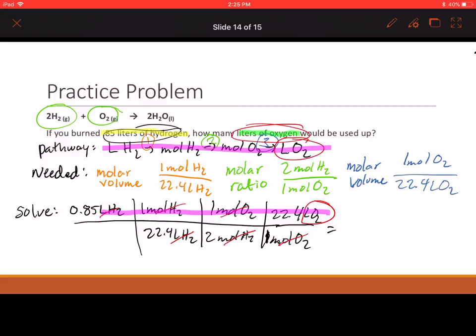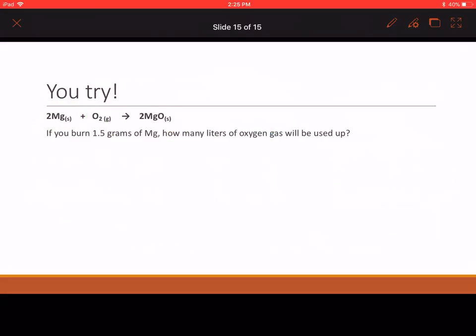So if you plug this into your calculator, you should get that it would use up 0.43 liters of oxygen. All right, give this one a try. All right, so for this one, you should have found that the answer was 0.69 liters. If you didn't get that, come and see me.